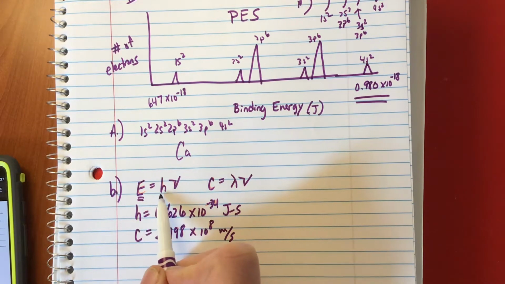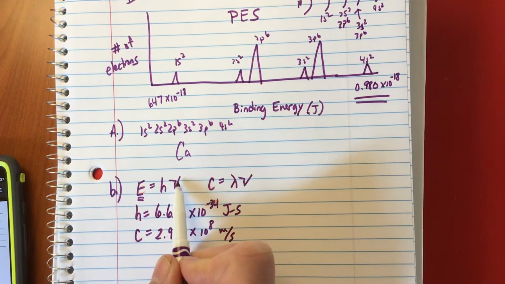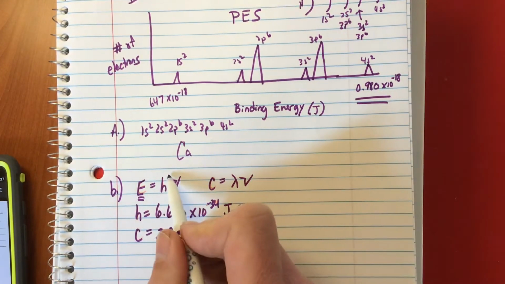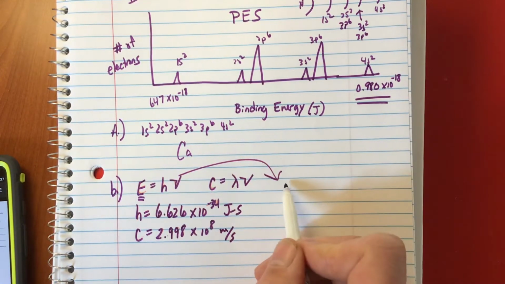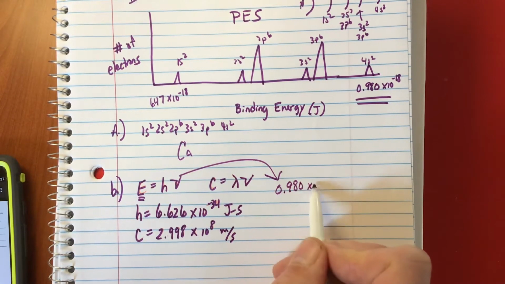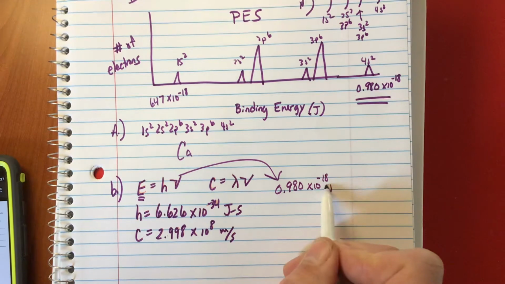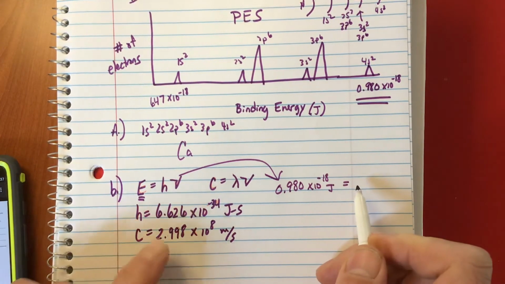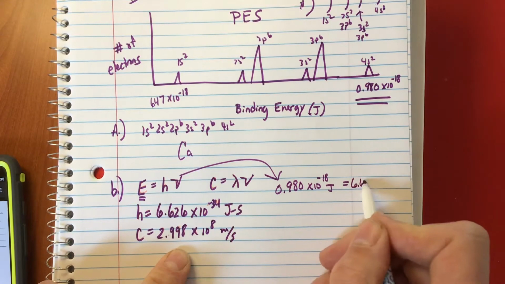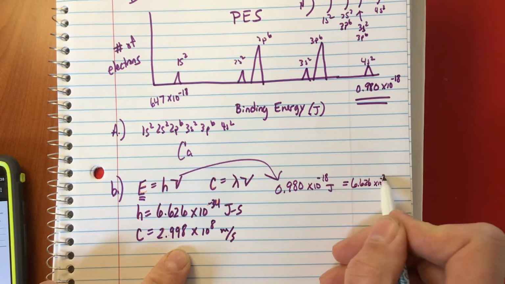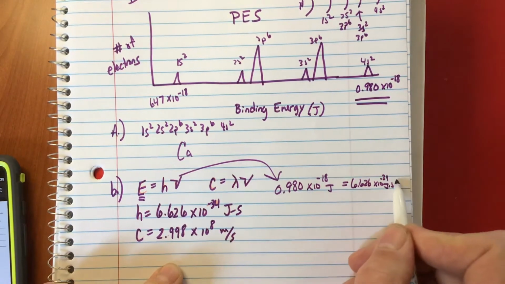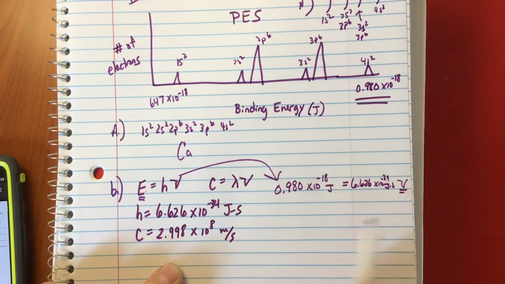Energy equals Planck's constant times frequency. So they've given us binding energy, so I'm going to use this expression here, and I'm going to insert my energy in joules. Planck's constant is given off our equation sheet as 6.626 times 10 to the negative 34th joule seconds, and then frequency. So I'm going to solve this for frequency.